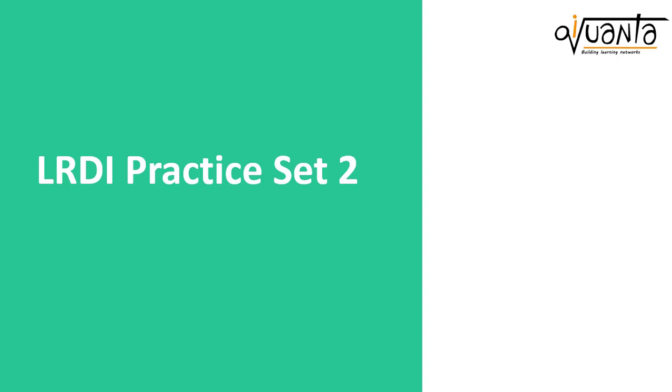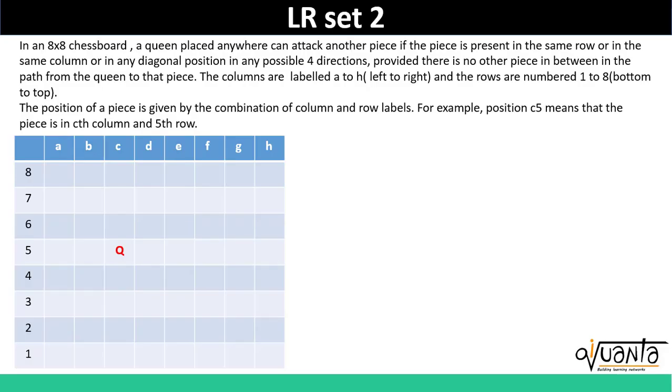Hello everyone, let's look into a very good set of logical reasoning. In an 8x8 chessboard, a queen placed anywhere can attack another piece if the piece is present in the same row or in the same column or in any diagonal position in any possible 4 directions, provided there is no other piece in between the path from queen to that piece.